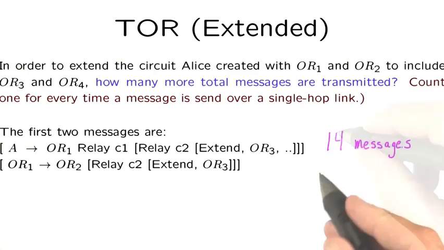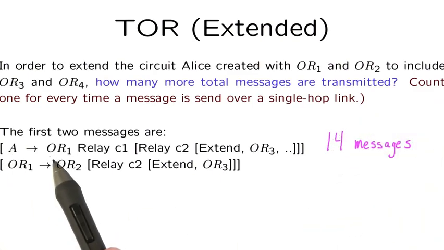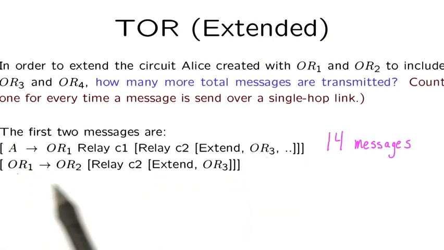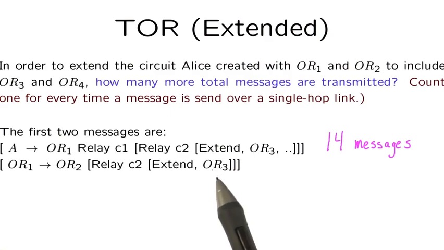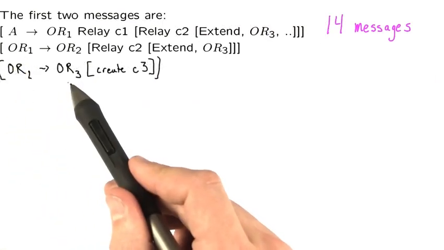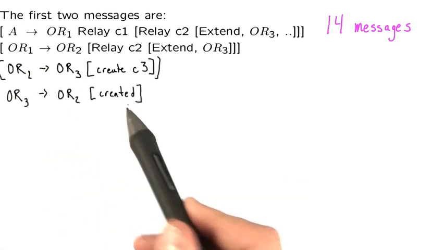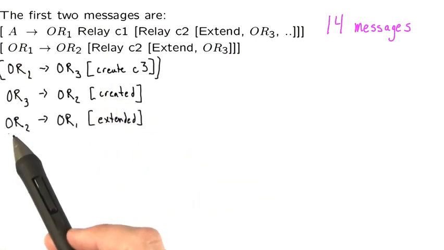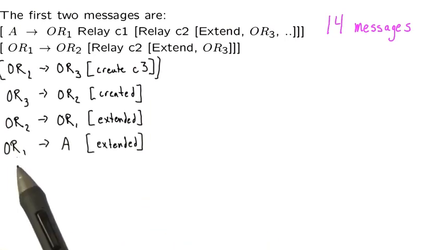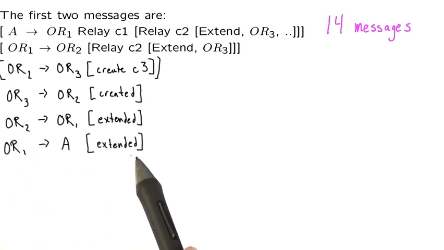And the answer is 14 messages. In the first message, Alice is essentially telling Onion Router 1 to tell Onion Router 2 to extend to Onion Router 3. Then Onion Router 1 tells Onion Router 2 to extend to Onion Router 3. In the third message, Onion Router 2 tells Onion Router 3 to create a circuit. Onion Router 3 responds to Onion Router 2 saying, I've created it. Onion Router 2 responds back to Onion Router 1 saying, I've extended. And Onion Router 1 responds back to Alice saying that I've extended.